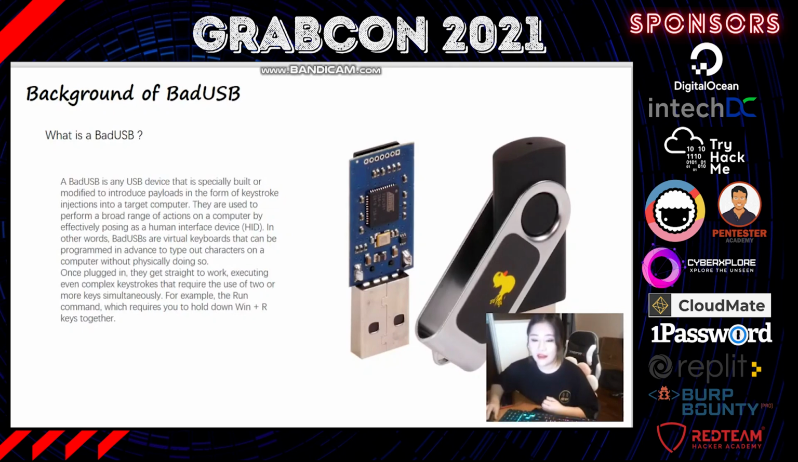As an official introduction, a bad USB is any USB device that is specially built or modified to introduce payloads in the form of keystroke injections into a target computer. They're used to perform a broad range of actions on a computer by effectively posing as a human interface device. In other words, bad USBs are virtual keyboards that can be programmed in advance to type out characters on the computer without physically doing so. Once plugged in, they get straight to work, executing even complex keystrokes that require the use of two or more keys simultaneously. For example, the Run command, which requires holding down the Win and R keys together.